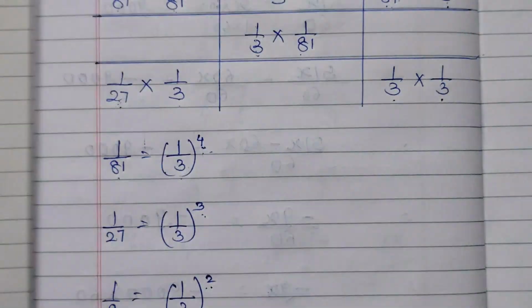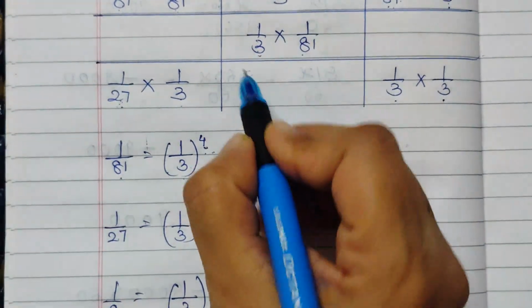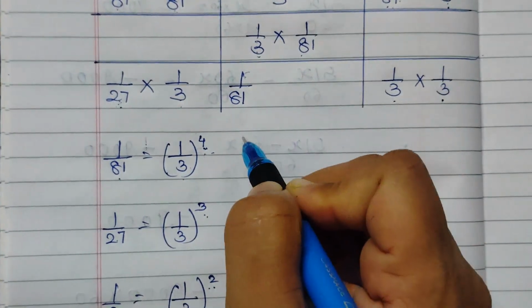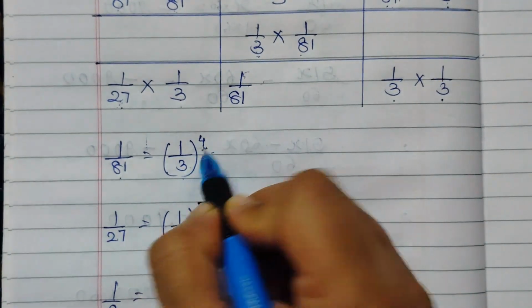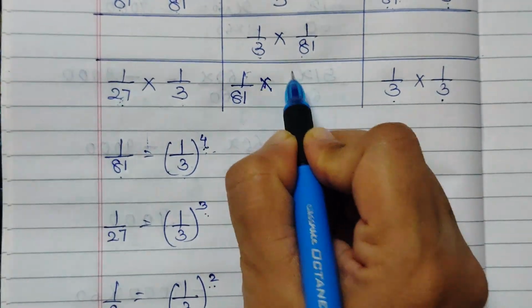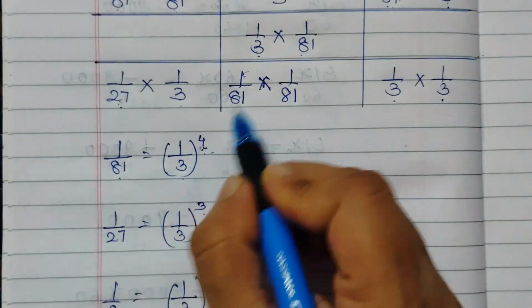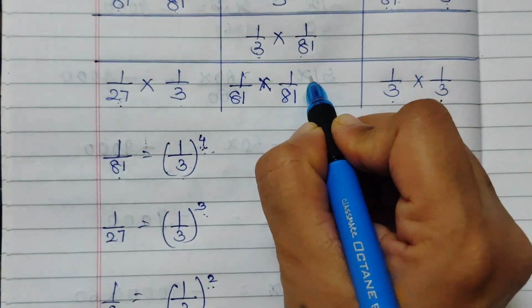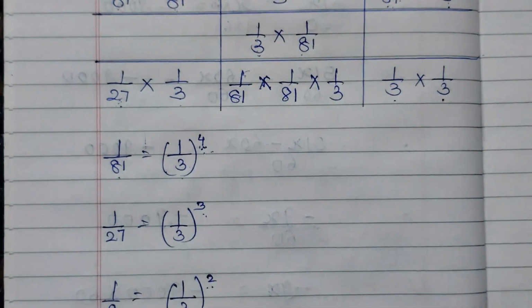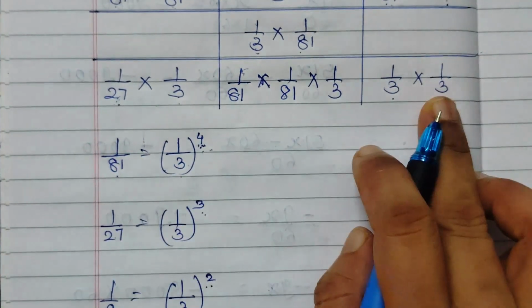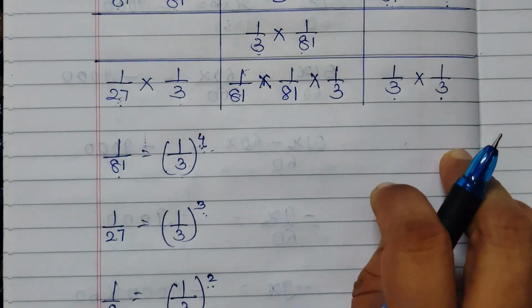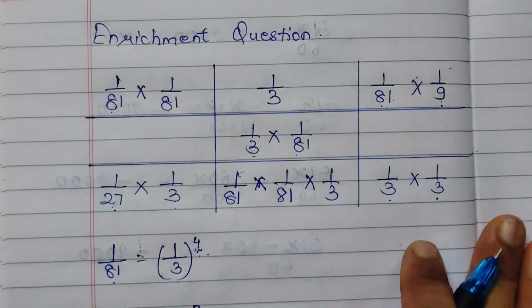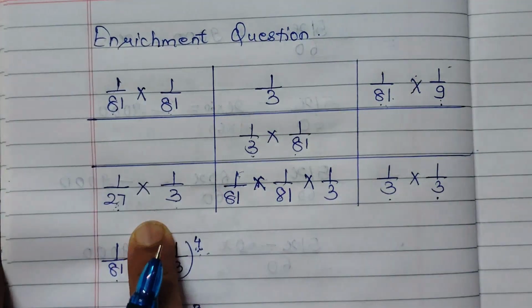Got it? So I will write 1 upon 81, that is 4 times. So this is 4, multiplied by 1 upon 81. Again this is 4. 4 plus 4 is 8. Multiplied by 1 upon 3 means this is 1 time. So it becomes 9. So totally, it will be 15 times. Okay. Now we will move to this.